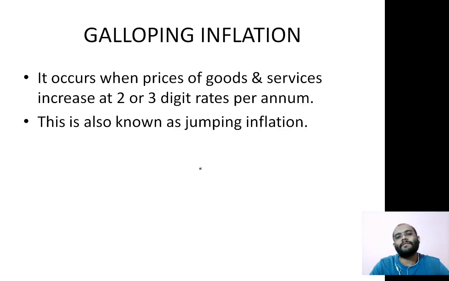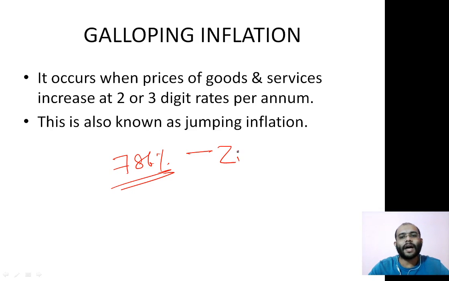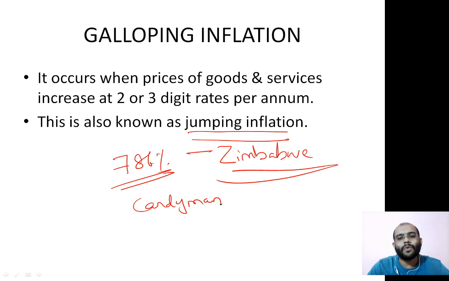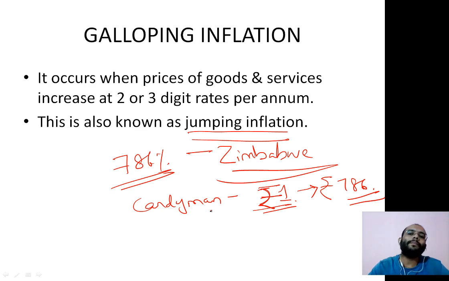Now comes galloping inflation. It occurs when prices of goods and services increase at 2 or 3 digit rates per annum, like 1786%, witnessed by Zimbabwe. It is known as galloping inflation. This is also known as jumping inflation. Imagine a chocolate, Candyman chocolate, that is costing you 1 rupee. I don't know the exact value. Imagine that is costing you 1 rupee today, will cost you 786 rupees tomorrow.